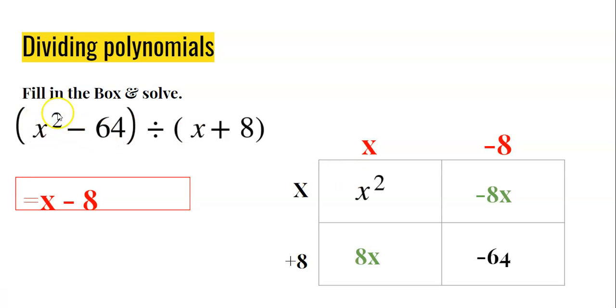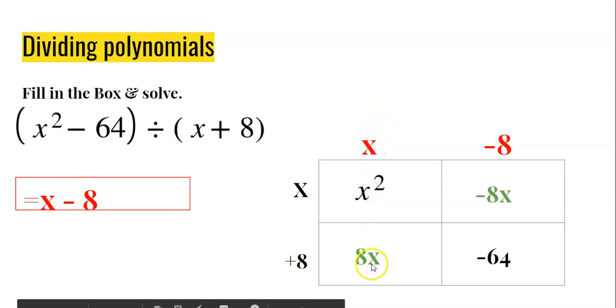So first off, this is my first term. My square term is always going to be the first term, so I can fill that in. My last term is always going to be the number without a variable, so I still keep that negative 64. My binomial I still write on the left, the x plus 8, and then I just solve it regularly like I did before. So x times x is going to give us the x squared. To figure out what gives us the negative 64, well, what times 8 gives us negative 64? 8 times negative 8.